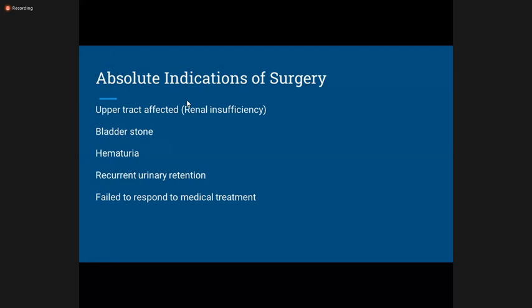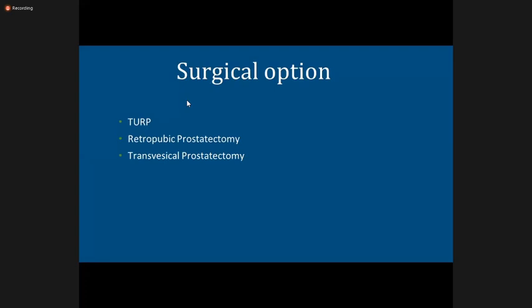So the absolute indications for surgery are upper urinary tract insufficiency, bladder stone, hematuria, recurrent urinary retention, and failure to respond to medical therapy. The surgical options are TURP, the transurethral resection of the prostate, prostatectomy, and transvesical prostatectomy.